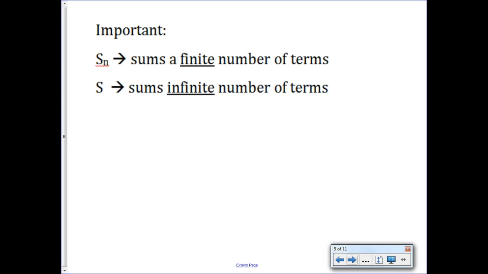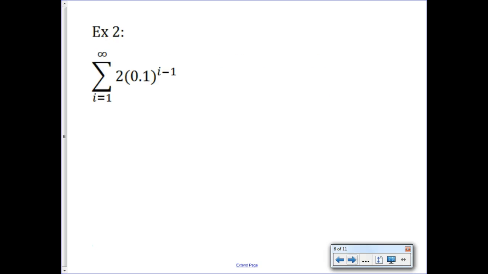So, an important way of writing here: S sub n is a finite number of terms. So this notation is important. Whereas S without the subscript is an infinite number of terms. Those are different things. You need to know which you're referring to by saying S sub n is finite, S is infinite.